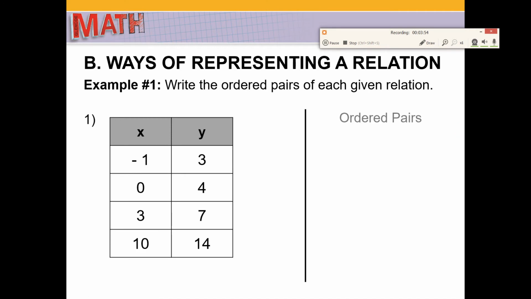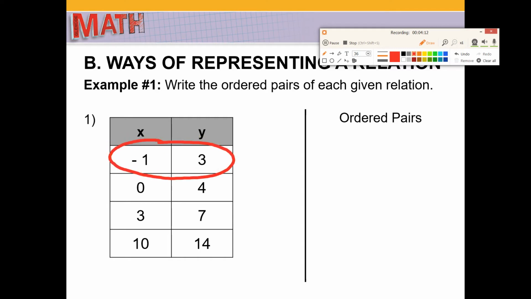Alright, let's have the first example. Write the ordered pairs of each given relation. We have here, the given is in table form. Now, how do we write the ordered pairs from a table? Just have to look at the partner numbers, and it's very direct. It's saying that the first column is X and the second column is Y.